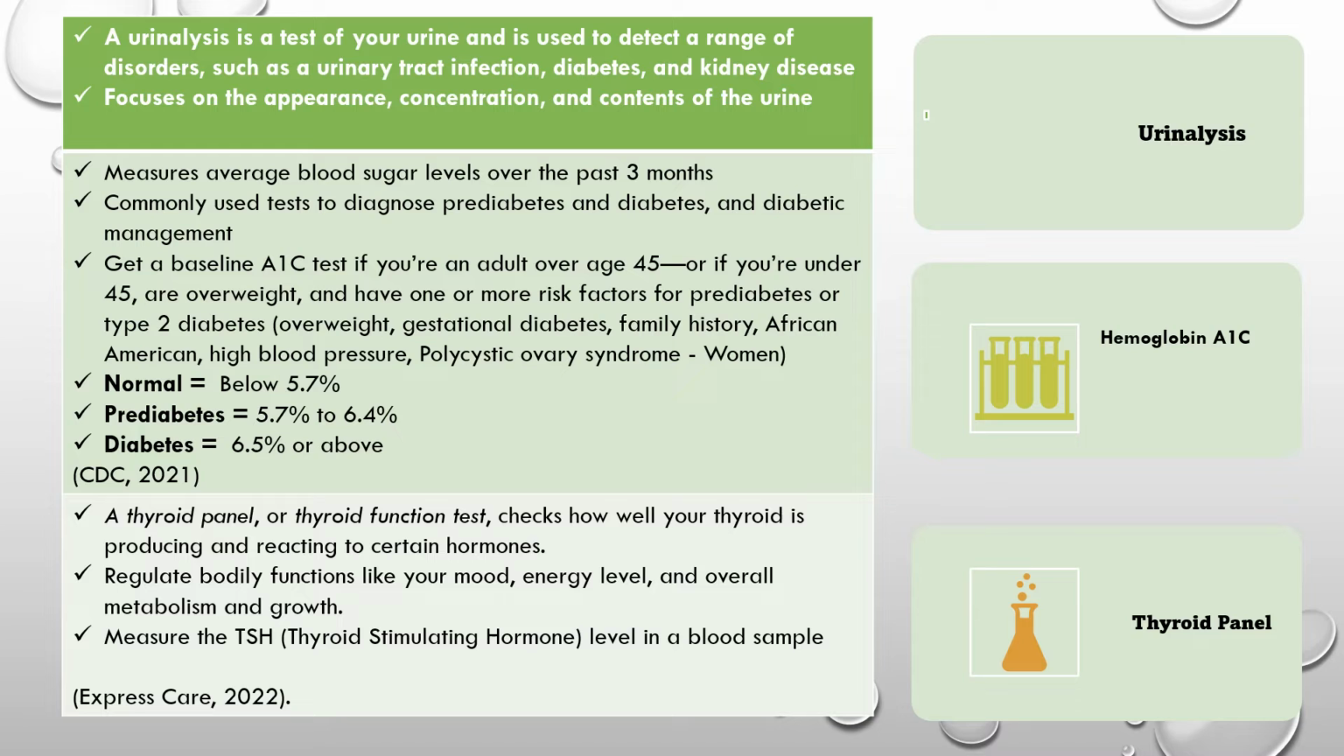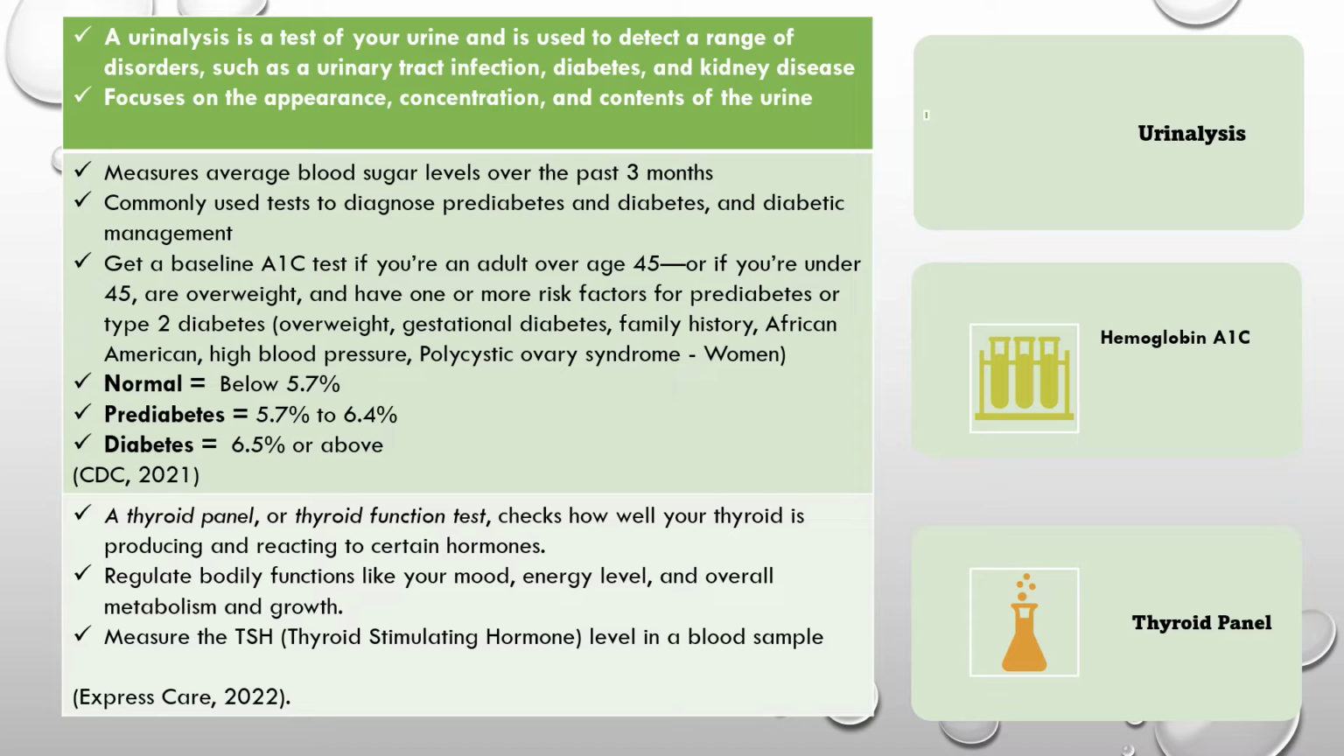Now, for diabetics, if it's 6.5% or above, the doctor would probably initiate treatment based on a guideline that they're following. Some may initiate, but 6.5% or above, we consider it as diabetic for hemoglobin A1C value.